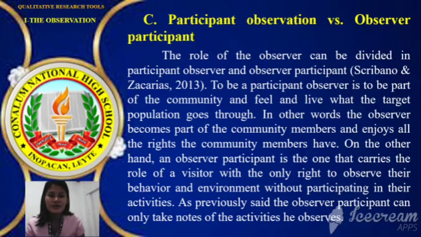They're not participating in the activities. They will just sit down and observe what happens, but of course they are writing down the variables and indicators of what they are going to observe. So participant observer is part of the respondents, while observer participant is only there to observe the respondents.